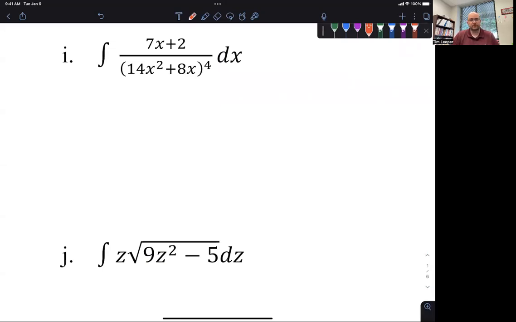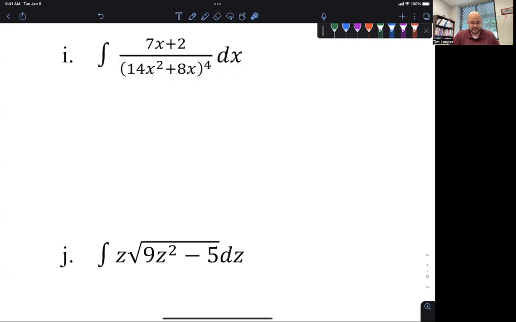Hello. In this video, we're going to look at exam 4 review. We're on question 1, example I in that. So we're going to find the integral of (7x plus 2) all over (14x squared plus 8x) all to the 4th power dx. Now notice that in the denominator here, we have something to the 4th power.